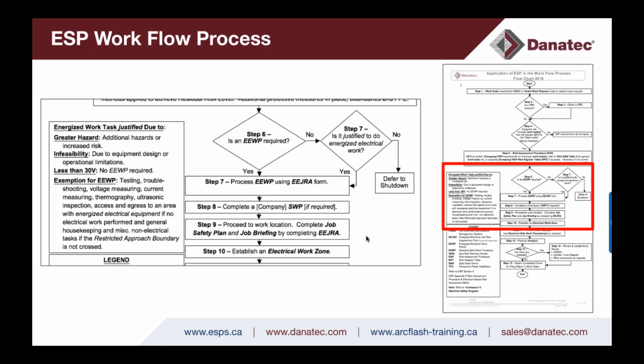At step 9, the qualified electrical worker would proceed to the work location. They would complete a job safety plan and job briefing. Job safety planning was a new requirement in the 2018 edition of 70E and Z462. And in turn, they would have a separate job briefing if there's more than one worker. And again, this energized electrical job risk assessment form that Danatec has available in our licensed electrical safety program would be used by the qualified electrical worker to implement the job safety plan and to document the job briefing.